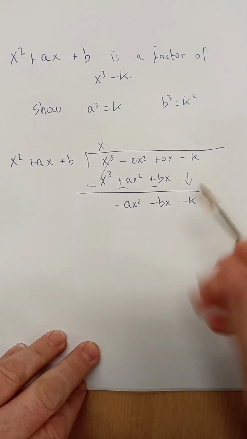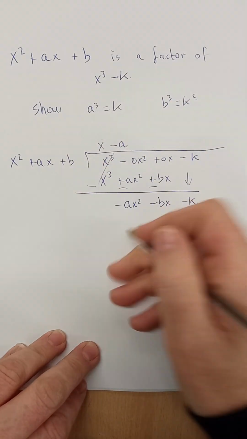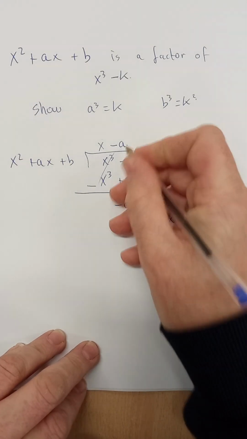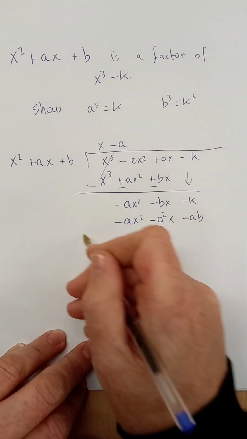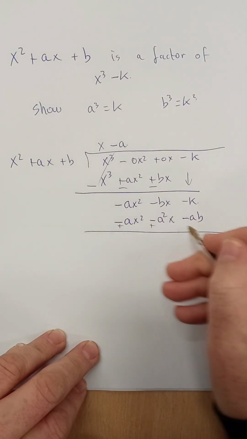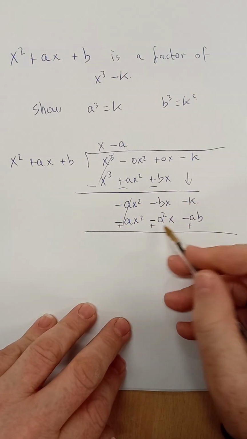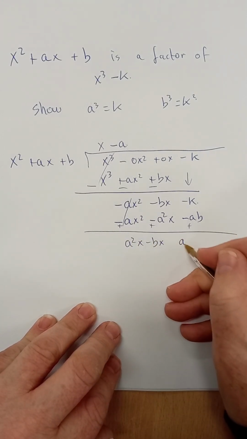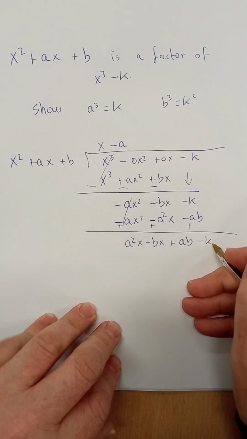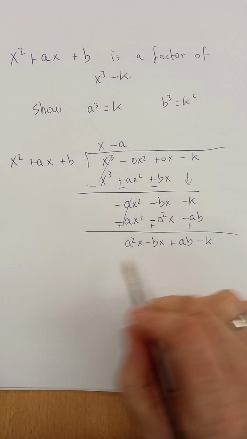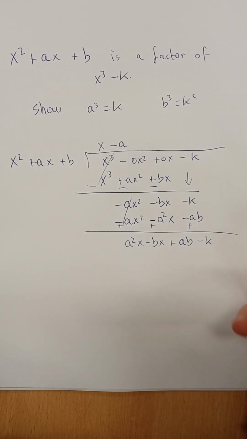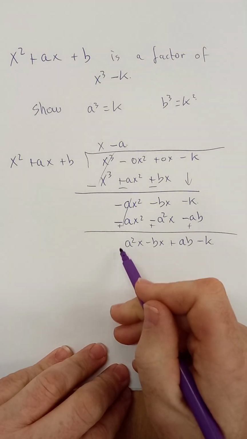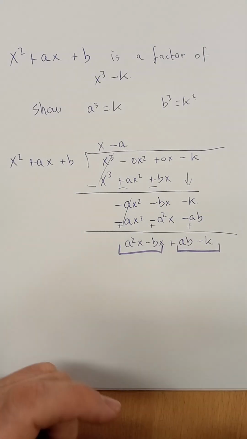x squared into minus ax squared goes minus a times. Reverse the process. Minus ax squared minus a squared x and minus ab. Change the signs. Plus, plus, plus. So that's going to leave me with a squared x minus bx and ab minus k. And now you're thinking to yourself, well, that just hasn't got me anywhere near the answer, but it has, because this must be 0. So I'm going to section this off into the x component and the constant component.